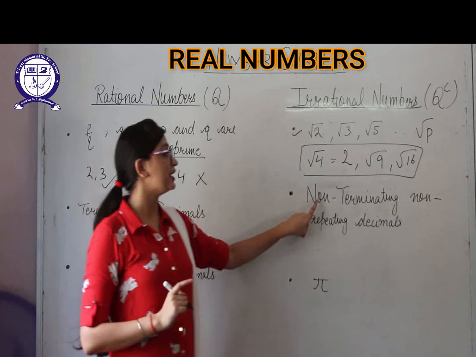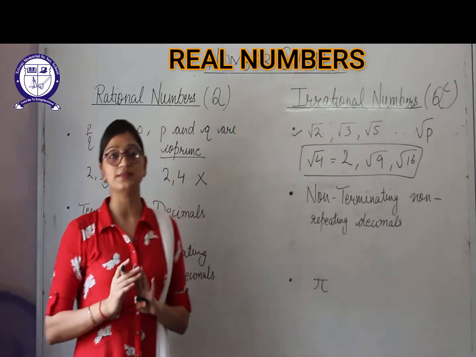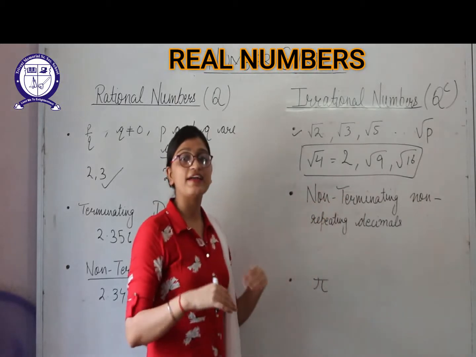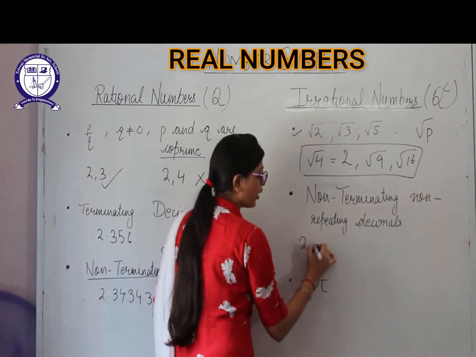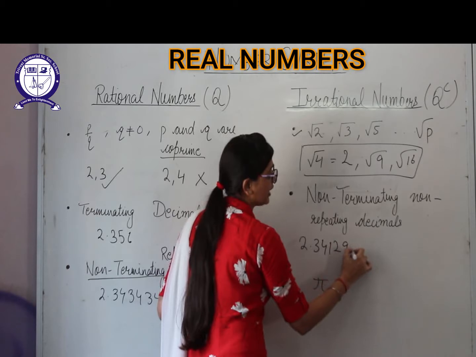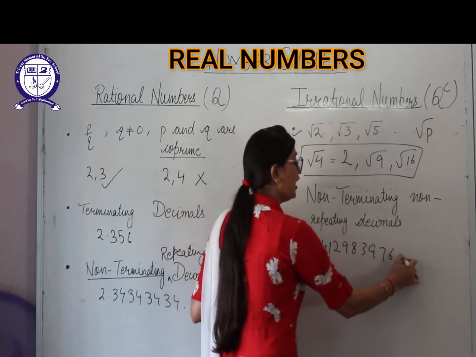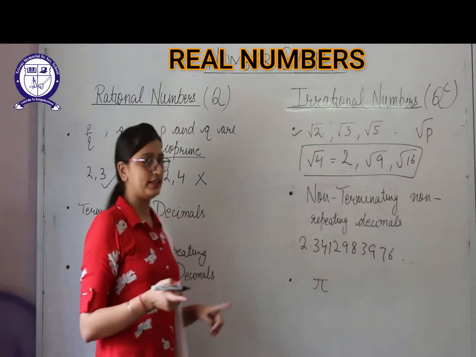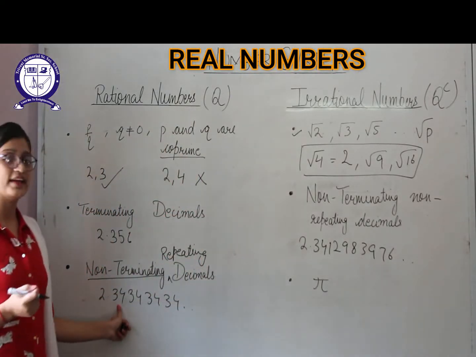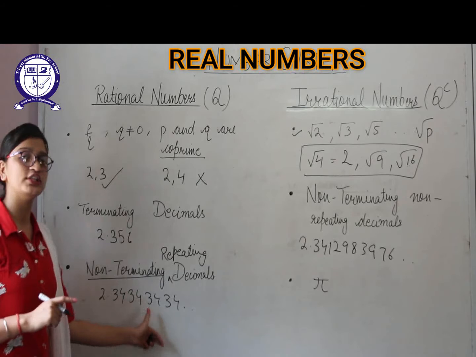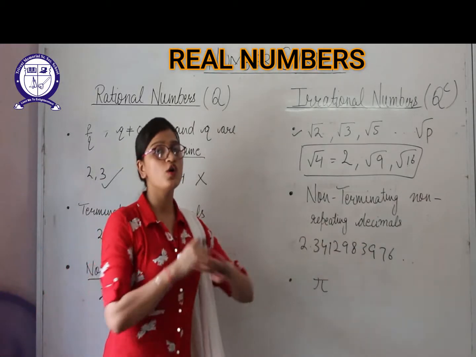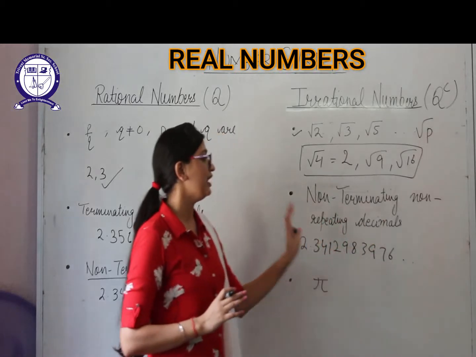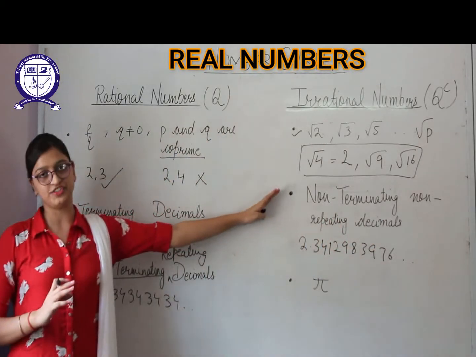The second form is non-terminating, non-repeating decimals. What it means: non-terminating, it never stops. Non-repeating, it never repeats itself. Like 2.3412983976. It goes on continuously, but no pattern is repeated. If we see here, the same pattern was repeating again and again: 3, 4, 3, 4, 3, 4. But here there is no pattern going on. So that's why it's a non-terminating non-repeating decimal and it will be an irrational number.